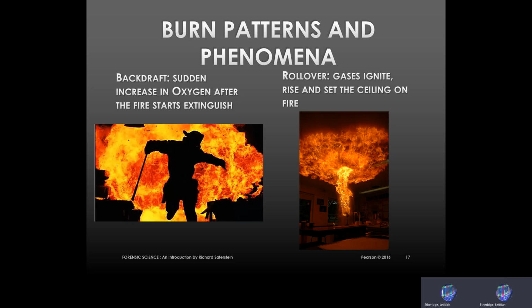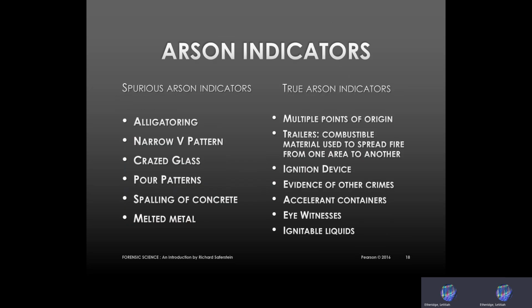Now, when we talk about just a regular fire, and then we talk about arson fires, there are certain things that may be indicative of an arson scene, meaning the fire was set on purpose. So there are some of them that are spurious, meaning that it could be or it might not be. So the first one is going to be alligatoring. Alligatoring doesn't mean that the fire was set on purpose. Neither is a narrow V pattern.